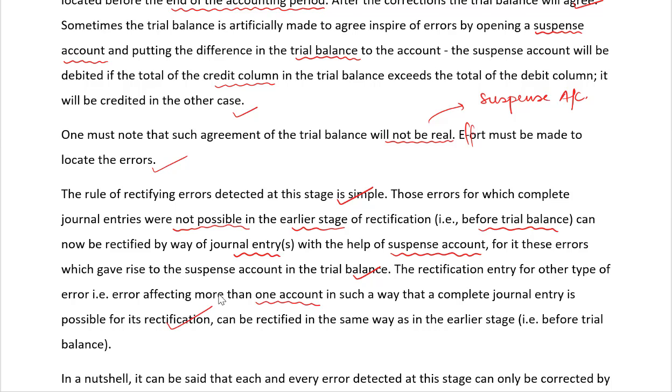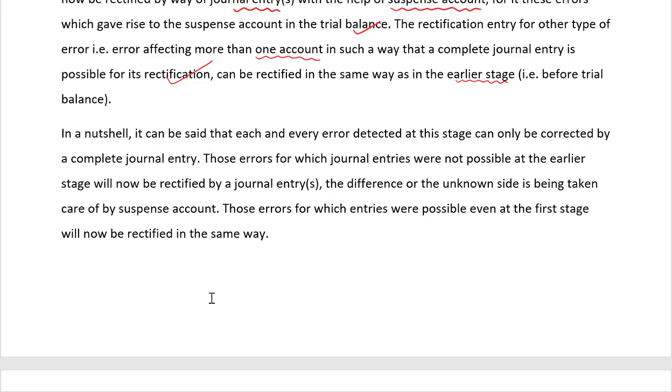Using suspense account, can be rectified in the same way as we had done in earlier stages before finalization of trial balance. In a nutshell, it can be said that each and every error detected at this stage can only be corrected by a complete journal entry using suspense account. Those errors for which journal entries are not possible at the earlier stage will now be rectified, the difference being taken care of by using suspense account.